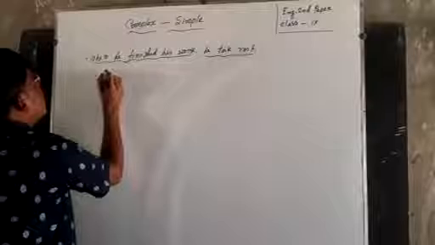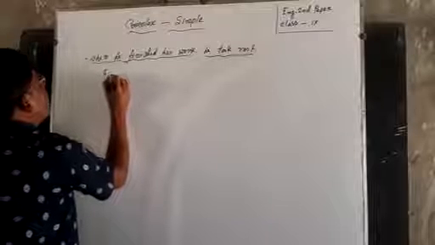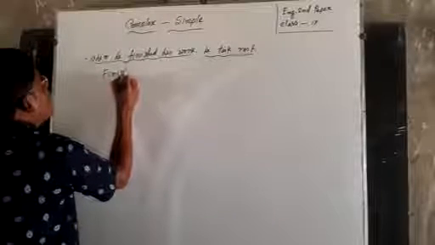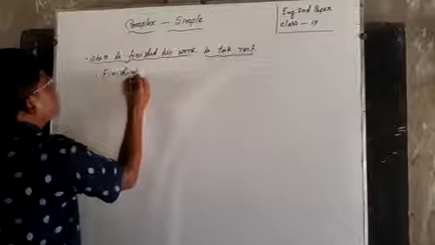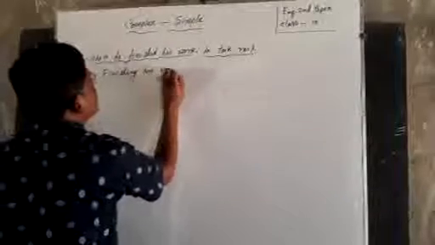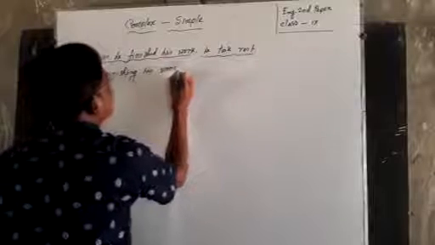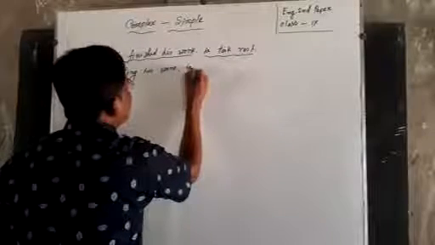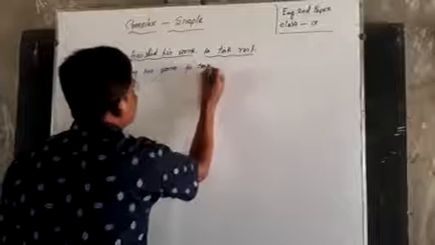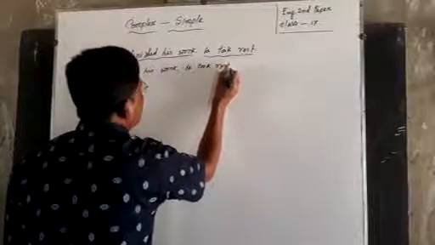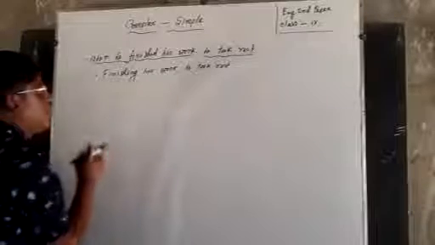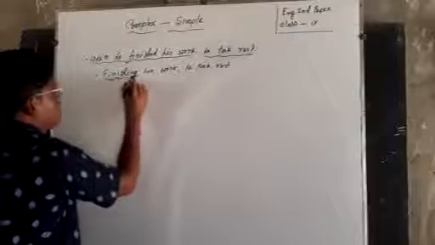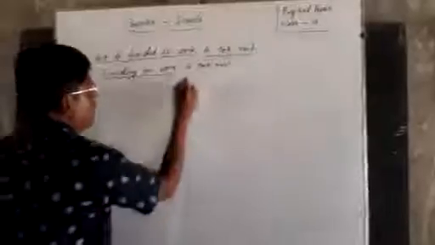Finishing his work, he took rest. This is an example of a simple sentence because "finishing his work" is a phrase, and "he took rest" is a principal clause.